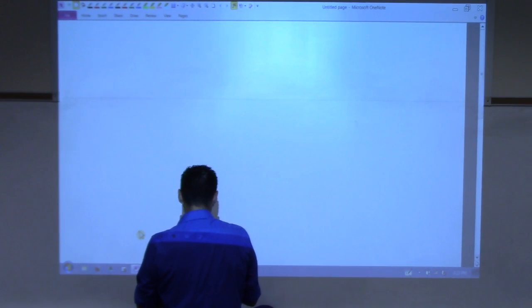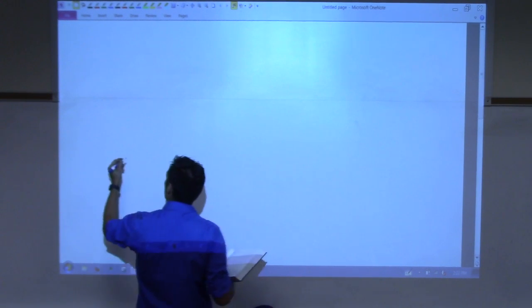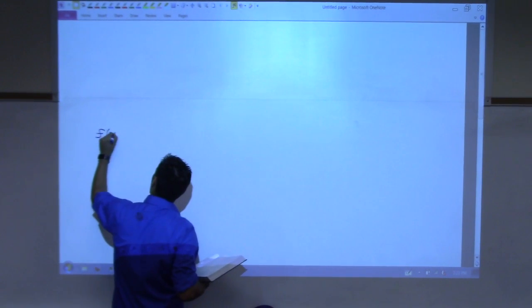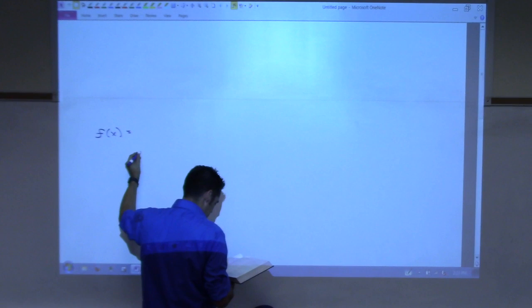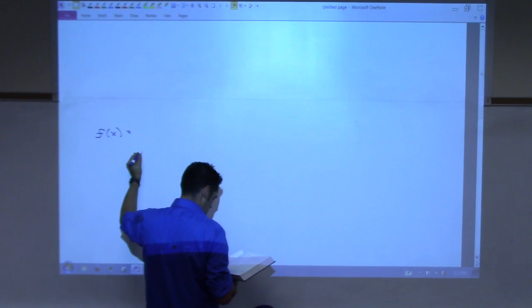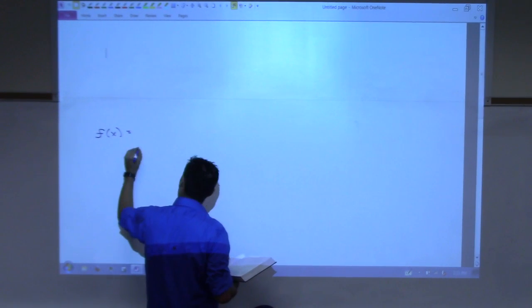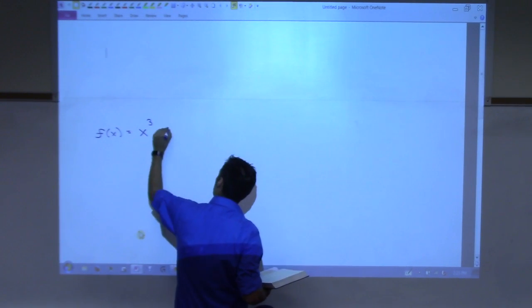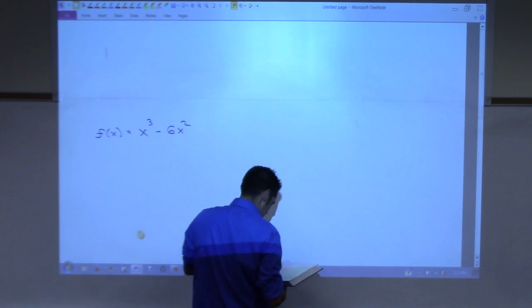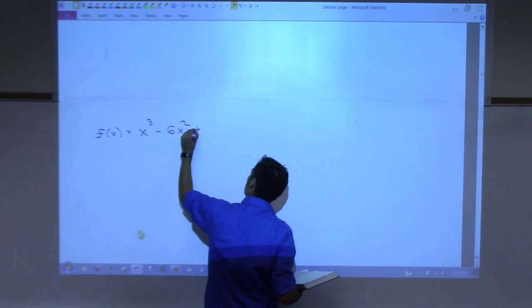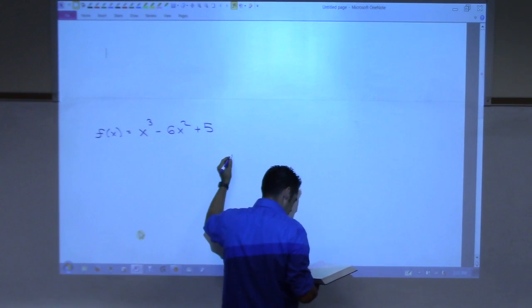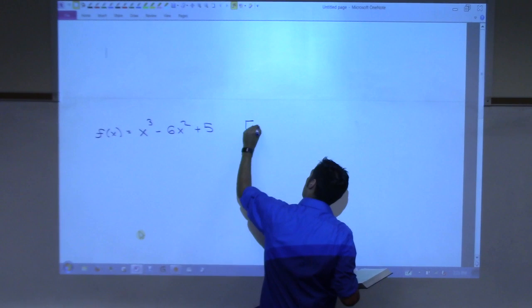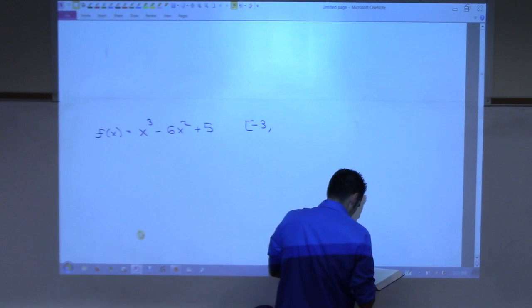How about this? F of x equals x cubed minus 6x squared plus 5 on the interval -3, 5.